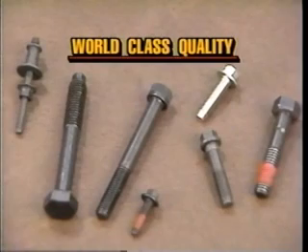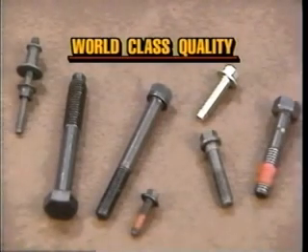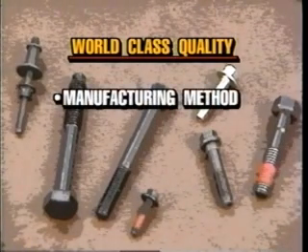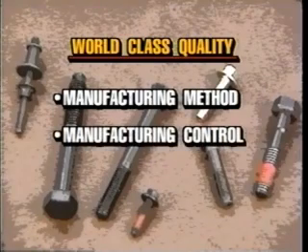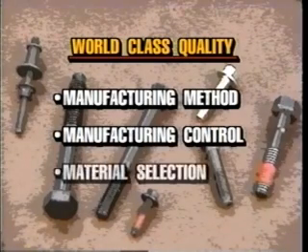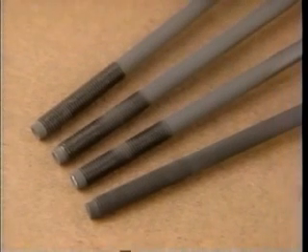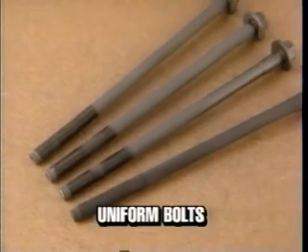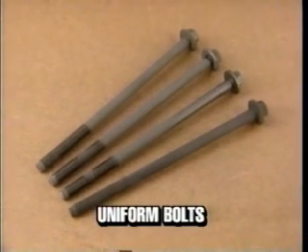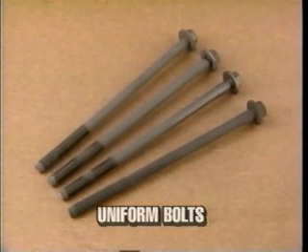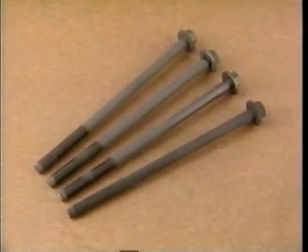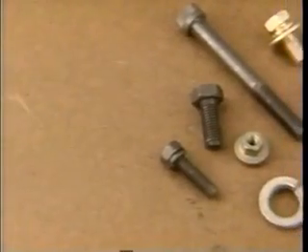Some specialized bolts must meet more rigid quality standards. More attention is paid to the methods used in manufacturing, the amount of control during manufacturing, and the selection of the materials. Less tolerance in manufacturing means the bolts will be more uniform in size than standard bolts. Particular attention is paid to features affecting the fastener's strength.